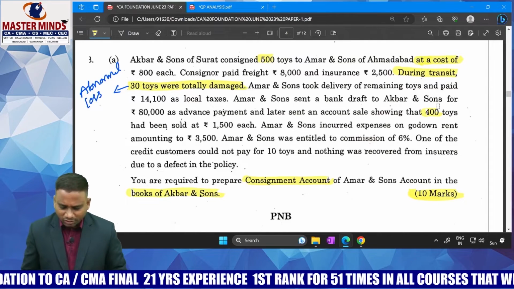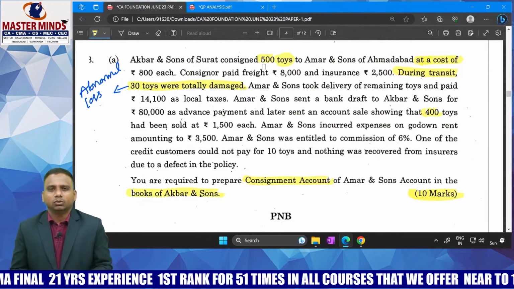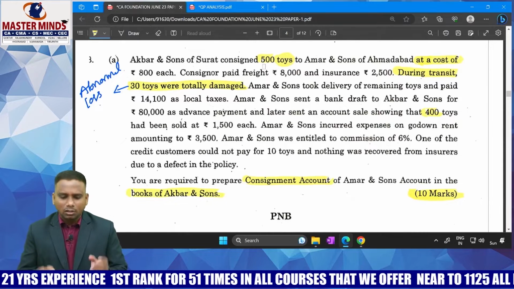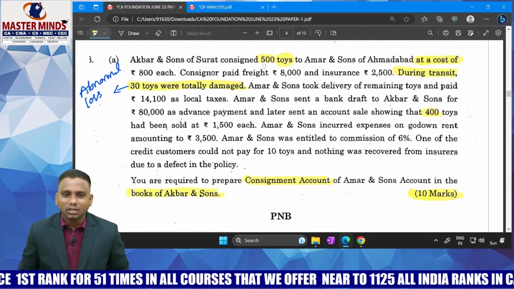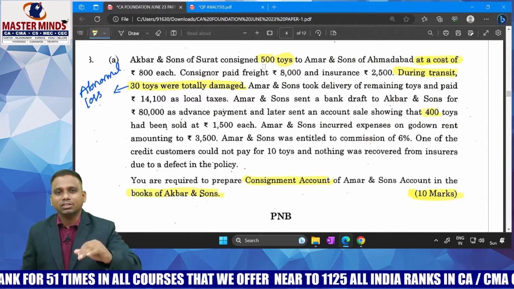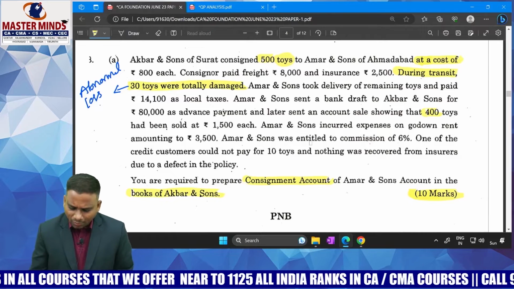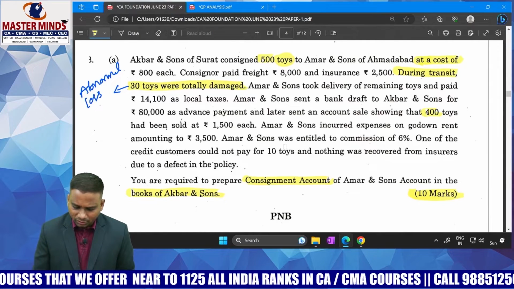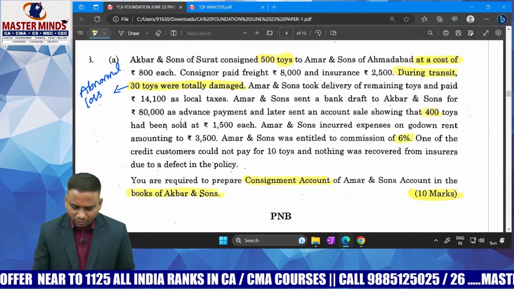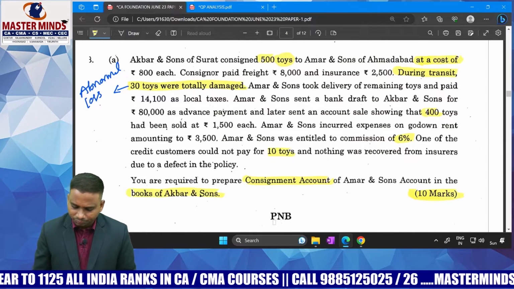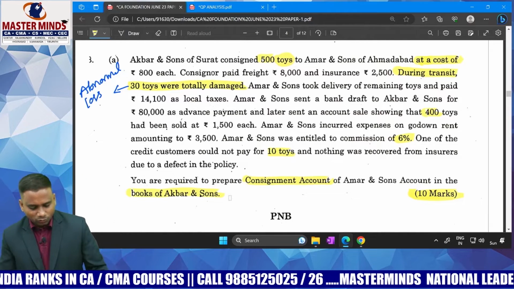I hope we don't have any normal loss. We'll see, because these are toys, so we may not get normal loss. Based on which type of goods we are consigning, we can easily identify in the problem itself whether we have abnormal or normal loss. Next one. Amar and Sons incurred expenses on godown and rent. Amar and Sons was entitled to a commission of 6%. One of the credit customers could not pay for 10 toys, and nothing was recovered from insurers due to a defect in the policy. You are required to prepare the consignment account.